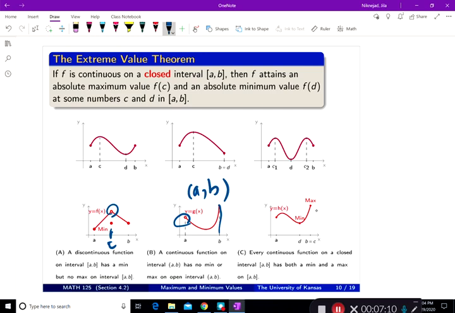Again, if the function is continuous on a closed and bounded interval, then there is always an absolute min and absolute max. And here's an example of it.